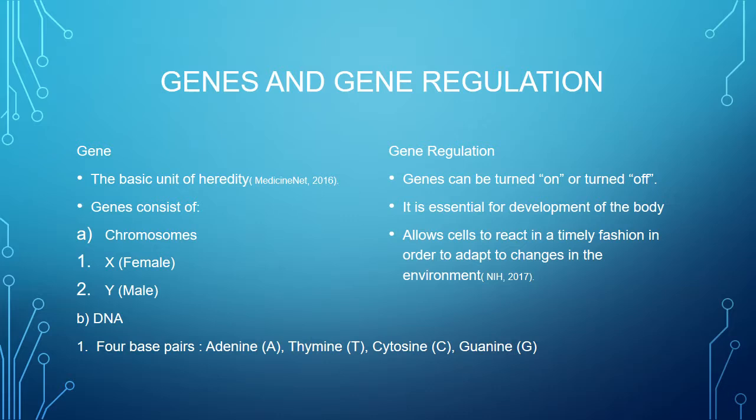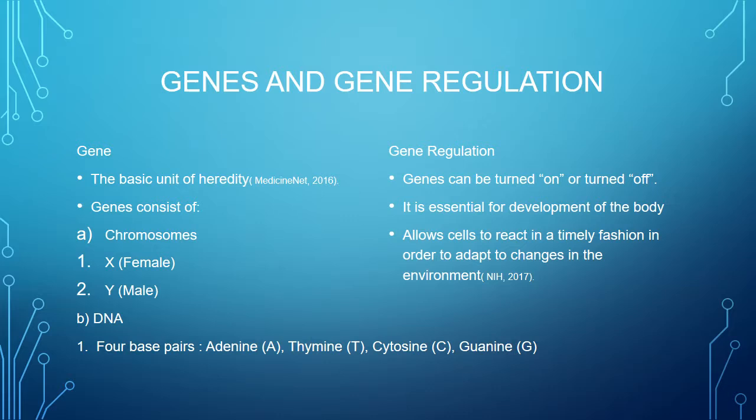Genes consist of chromosomes. Chromosomes are structures in a gene that are arrayed in 23 pairs. You get one chromosome from your mom and one chromosome from your dad.